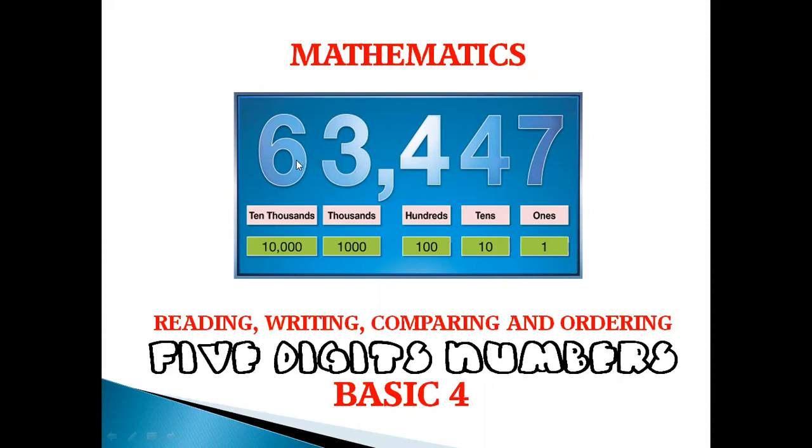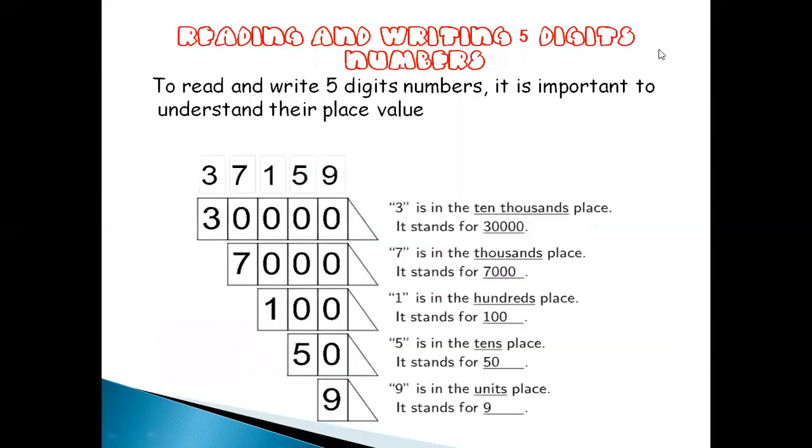So I'm going to count the number of digits that this number has. This is 1, 2, 3, 4, and 5. So this is a five-digit number. Do you understand that? Now let's look at this. This is another five-digit number, 37159. Now, for you to be able to read and write five-digit numbers, it's important to know the place value.